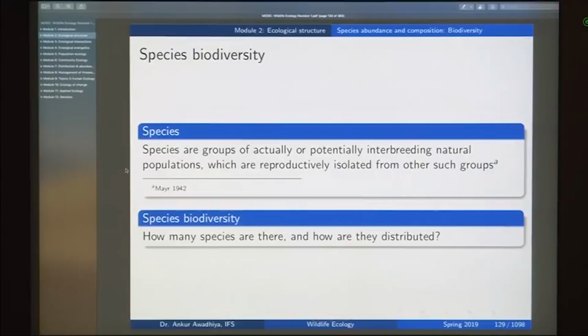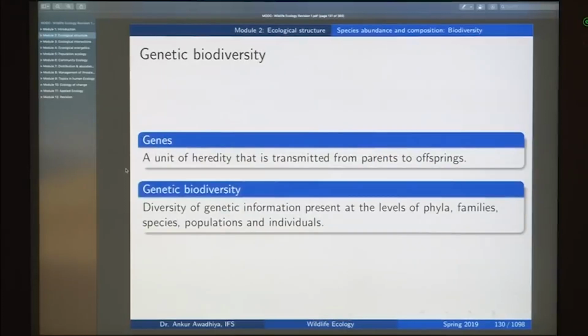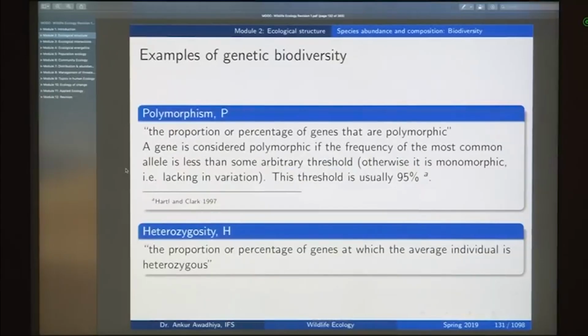Then we defined species biodiversity as how many species are there and how are they distributed. Similarly, we talked about genetic biodiversity, and in genetic biodiversity we talked about polymorphism and heterozygosity. Polymorphism is the proportion or percentage of genes that are polymorphic. A gene is polymorphic if the frequency of the most common allele is less than some arbitrary threshold, typically 95%. So, if more than 95% of all the alleles in this particular gene pool are of this particular variety, then we will say that it is not polymorphic, it is monomorphic.